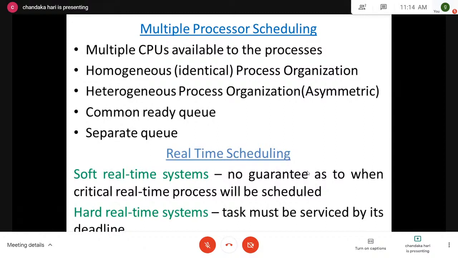So we conclude that no one is completely a master, no one is completely a slave. So everyone is master, everyone is a slave. This kind of scheduling algorithm is called a multi-processor scheduling algorithm. And coming to the last concept of discussion, that is real-time scheduling.